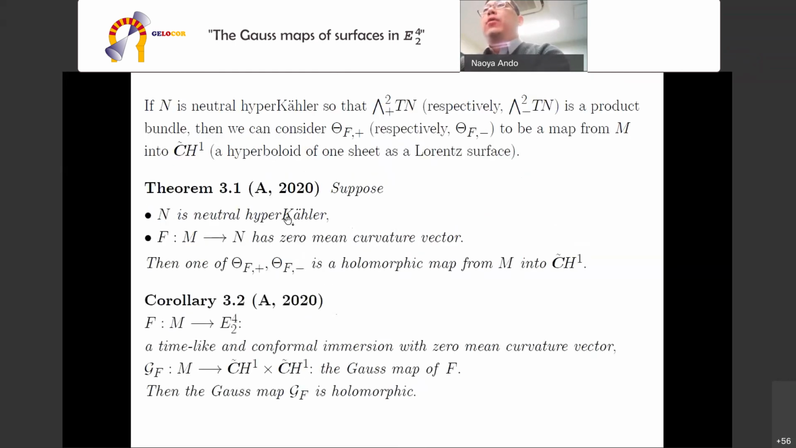We can obtain this theorem. Suppose that N is neutral hyperkähler and F has zero mean curvature vector. Then one of theta F plus, theta F minus is a holomorphic map from M into C tilde H1. As a corollary, we can obtain this. Let F be a time-like and conformal immersion with zero mean curvature vector into E42, and GF the Gauss map of F. The target is the product of C tilde H1 and C tilde H1 itself. Then the Gauss map GF is holomorphic.